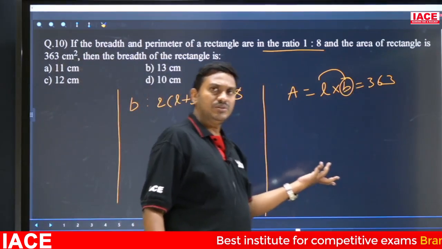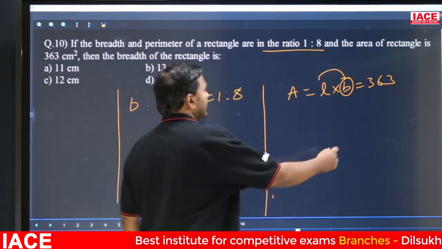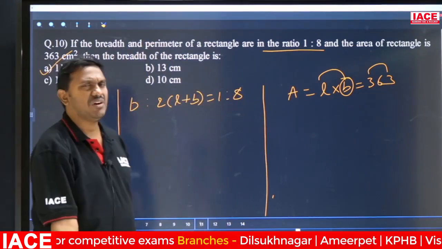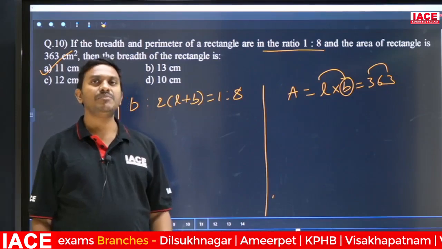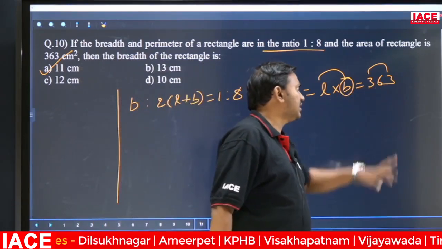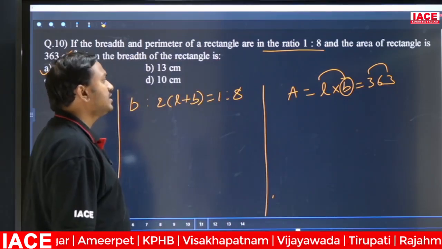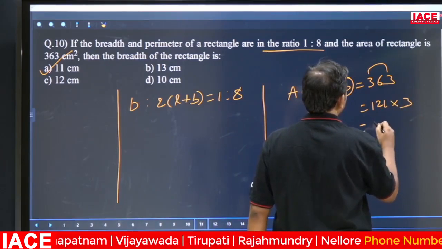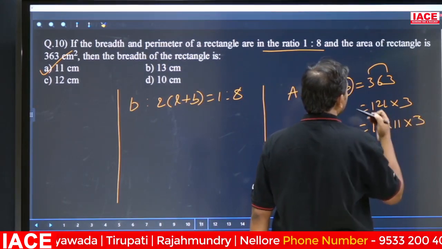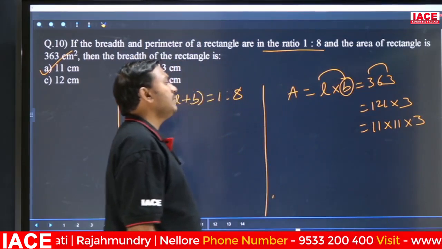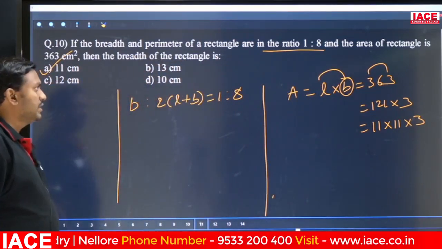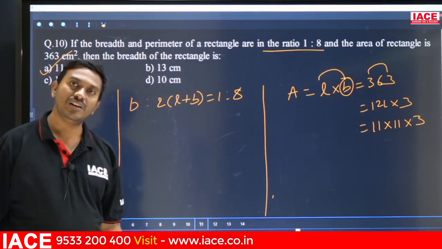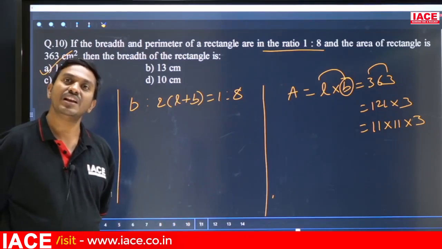Whichever divides 363, that is the right answer. Just see that this is divisible by 11. So B is how much? Option A is the right answer. Directly we can mark. No need to do anything. Why? Because 363 is divisible by 11. We can write this as 121 into 3, that is 11 into 3. So either it should be 121 or 33 or 11. 33 is not there, 121 is not there. So B is 11. Directly we can mark.